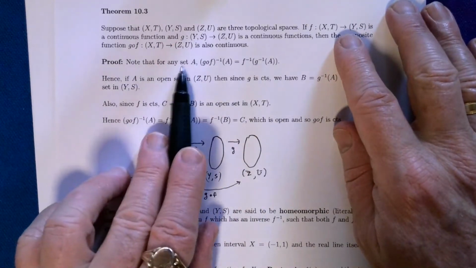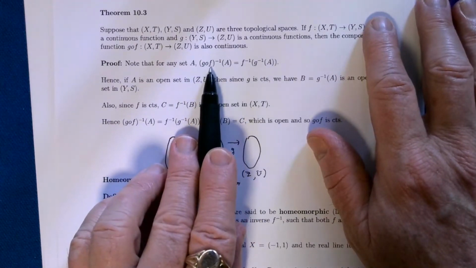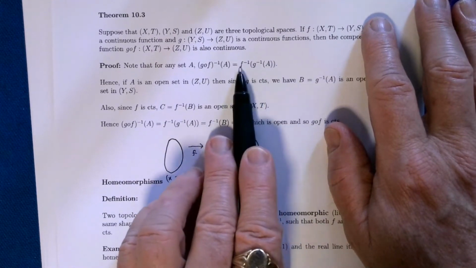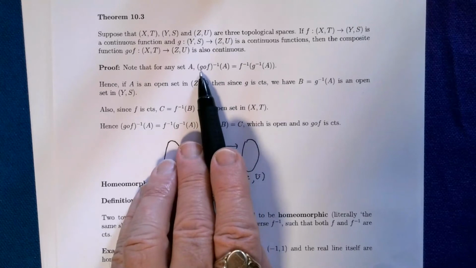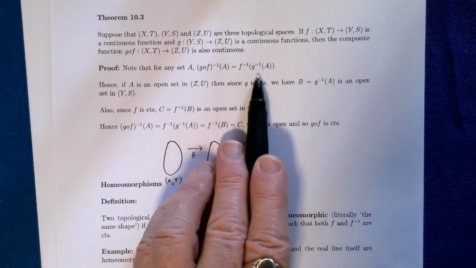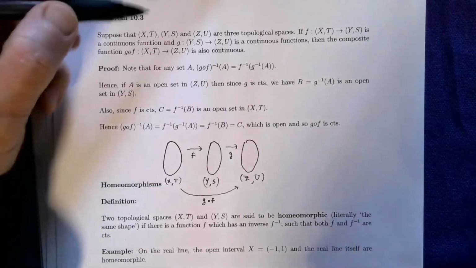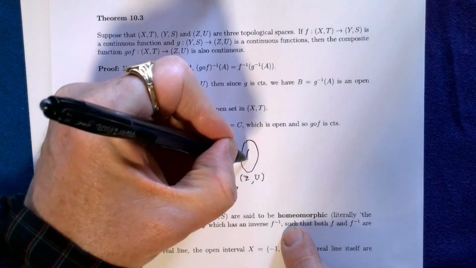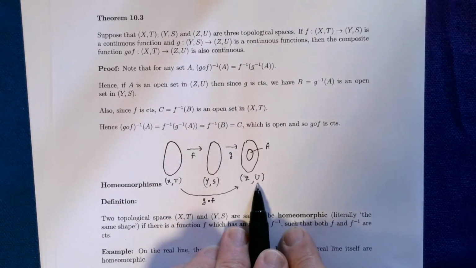Now just note that for any set A, the pre-image under g circle f is the pre-image under g firstly, and then you take the pre-image under f of that result. You may have seen that in earlier courses, perhaps in set theory: the inverse of the composition is the composition of the inverses but backwards, and that works the same for pre-images. Okay, so what do we have to do? We have to take an open set A in the last space. So there's the set A. It's an element of U, and therefore it's an open set.